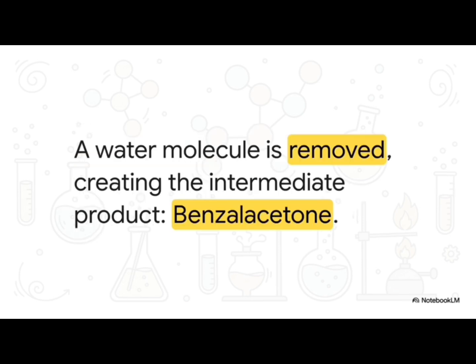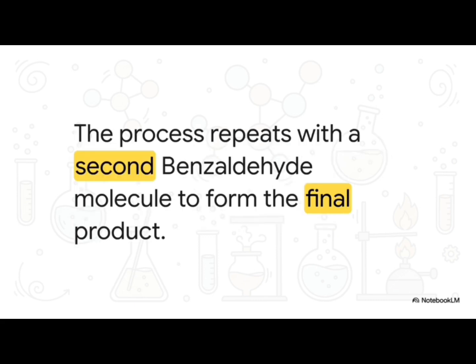So at this point, the new molecule we've made is a bit awkward and unstable. To fix that, it reorganizes itself by kicking out a molecule of water. That's a process we call dehydration. Getting rid of that water allows it to form a nice, strong double bond, which locks the new structure in place. And just like that, we have our intermediate product, benzalacetone. We're halfway there!